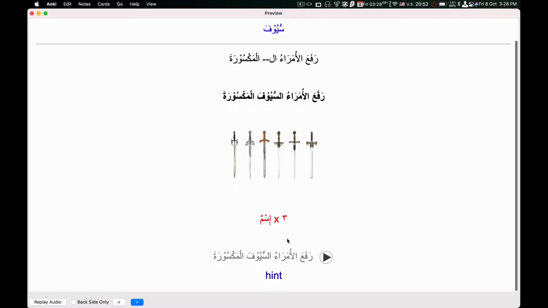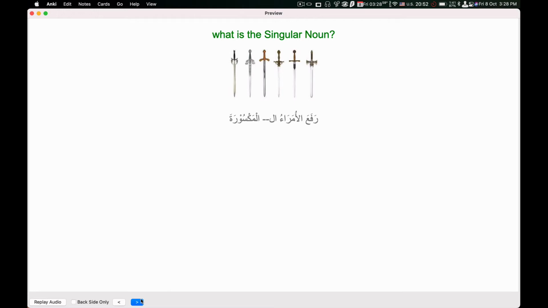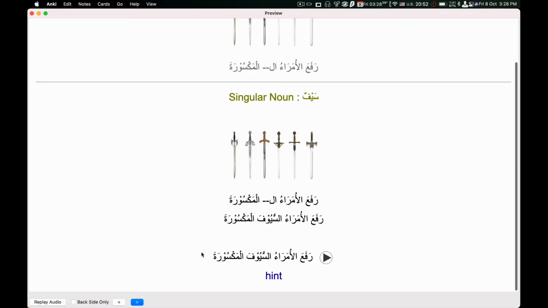Rafa al-marahu suyufa al-maksurata. In some sentences they give you the plural, but if you are not too sure about the singular, you can check the dictionary or the Arabic textbooks. I use Arabic Studio, which I highly recommend if you are just starting, because it has a lot of information, and for complete beginners, it's actually a very good textbook. Rafa al-Marau dash al-Maksurata, and we've been given an image of swords. So the singular form, you have to learn that, which is soifun.